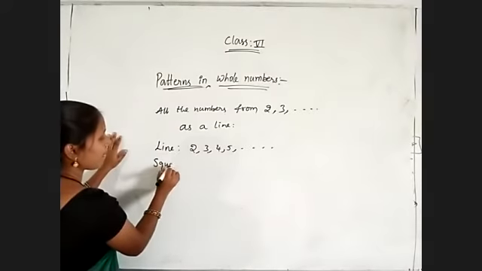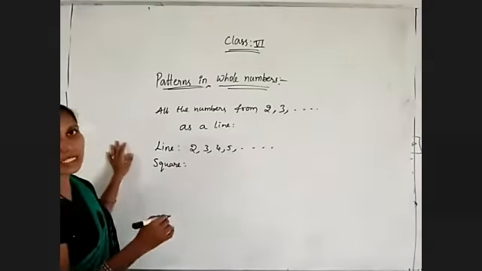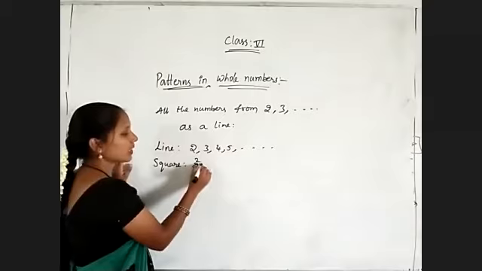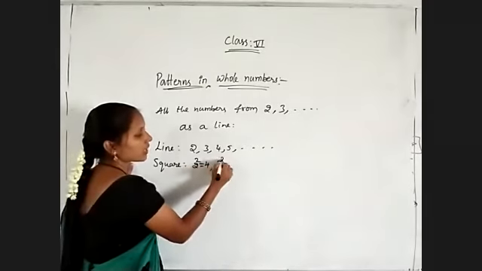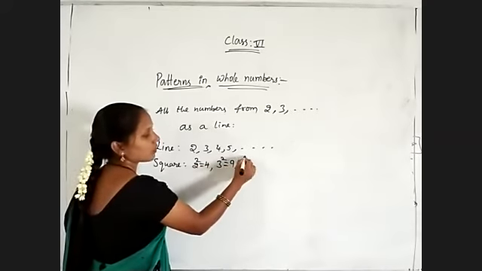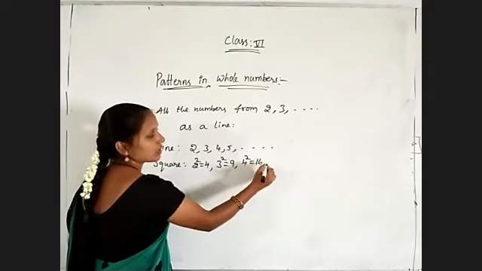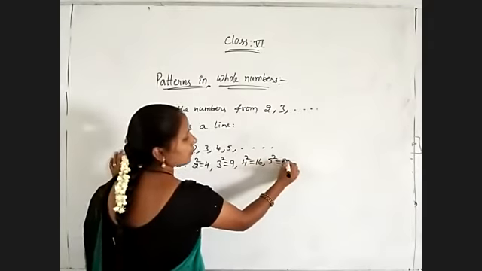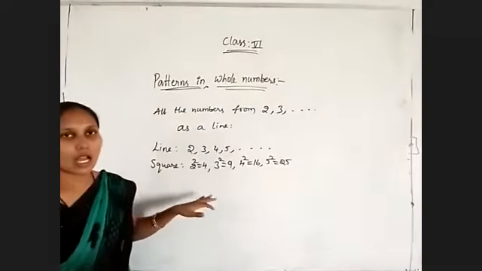square. The numbers which are in the common, 2 square. 2 square is nothing but 4. 3 square is equal to 9. 4 square is equal to 16. 5 square is 25. Okay. Are these numbers?